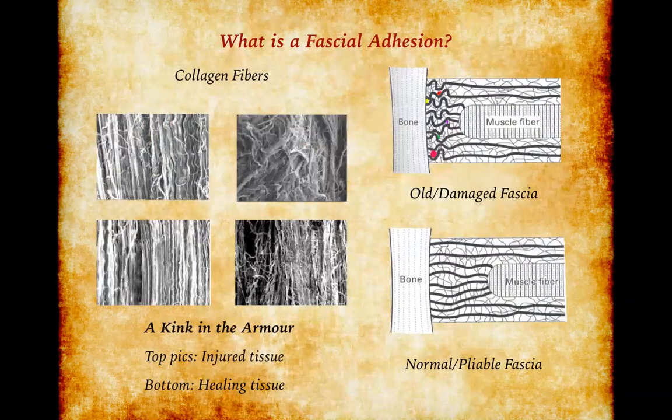Now, if you look to the far right, on the top, you see a picture of what would be old or damaged fascia. You can see where the bone and the muscle fibers are connecting. That fascia there is clumped, right? It's hard, it's dry, it's stuck. Then beneath that, you see normal or pliable fascia. Look how much space is between the bone and the muscle fibers. Right? You see that length?